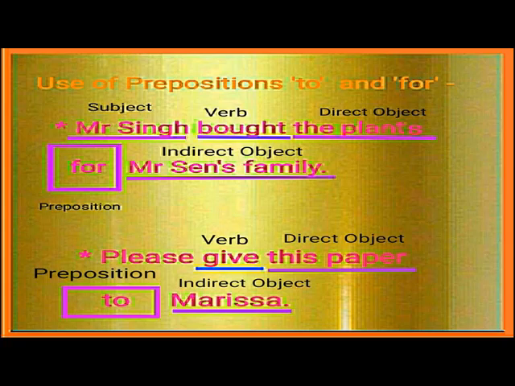Now, students, can we write this sentence without using a preposition? Yes, of course we can. Mr. Singh bought Mr. Sen's family the plants. It works. It's a correct sentence. But you sometimes can accidentally think that Mr. Singh bought Mr. Sen's family. It's so funny. So adding a preposition makes the sentence a little clearer.